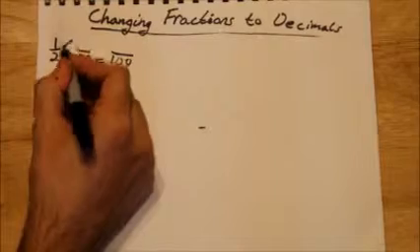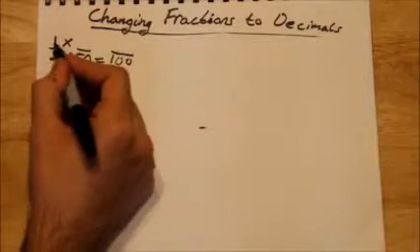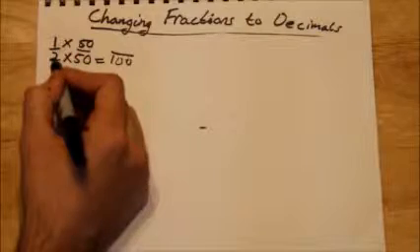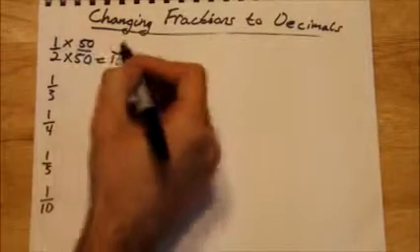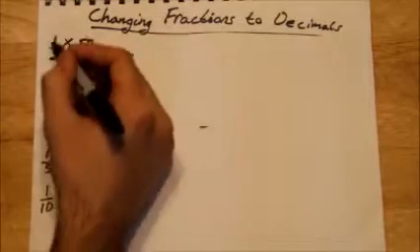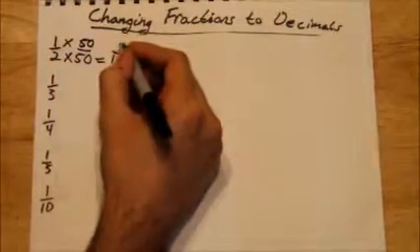So if we multiply our numerator 1 times that same number 50, then we'll figure out what half of 100 is, with the denominator of 100. So 1 times 50 is 50.